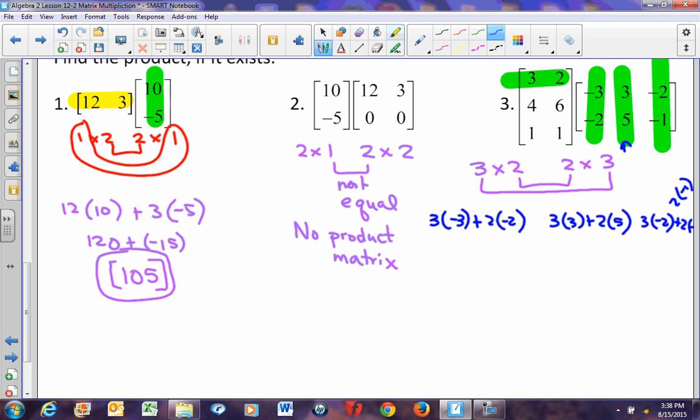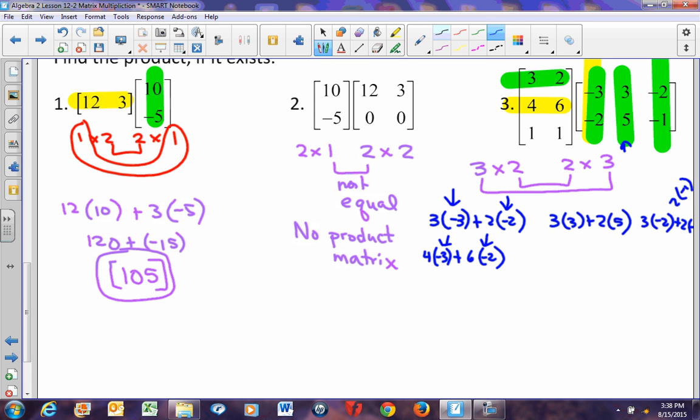Now we can see it. Okay. Now let's go with similar. So now we're going to go here and here. I'm trying to write a little bit smaller. So 4 times negative 3 plus 6 times negative 2. You'll notice these numbers stay the same.